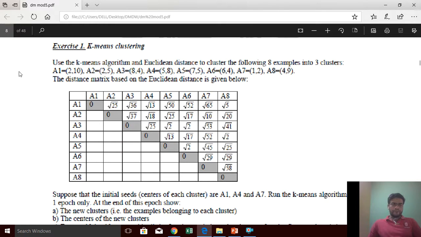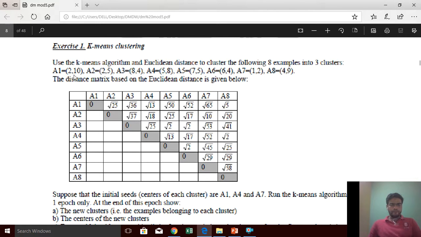So what is given: use the k-means algorithm and Euclidean distance to cluster the following 8 examples into 3 clusters. So here we need to use the k-means algorithm, and the measure we are using is Euclidean distance. Here 8 examples are given, and we need to convert these 8 examples into 3 clusters.